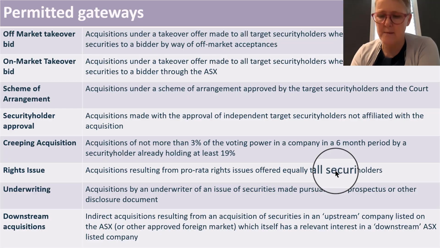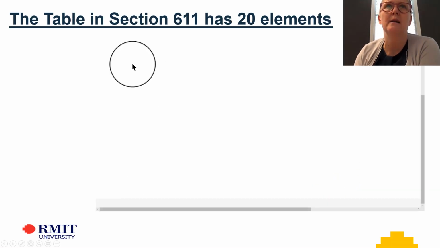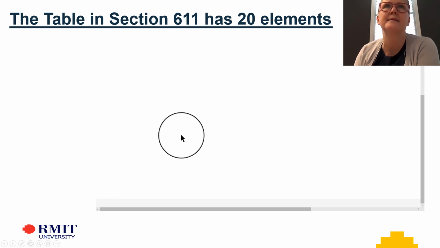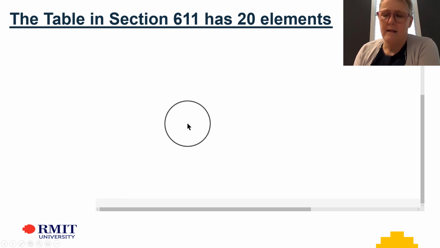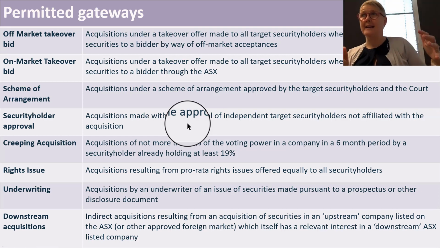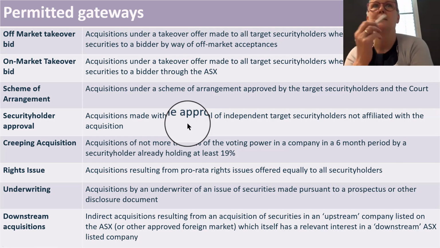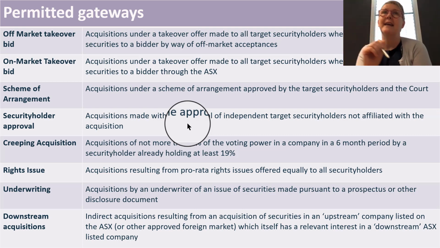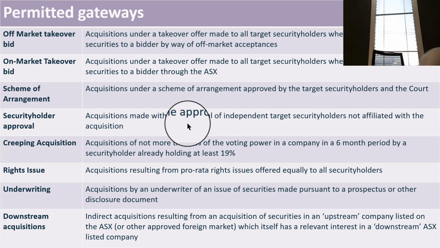Sorry, clearly something's gone wrong there, I've got an annoying slide. My slides are annoying me today, so I can't imagine how annoyed you must be. Ultimately, the gateways look like the table that's on the slide. What I'm trying to do is summarise what those 20 exemptions actually look like.